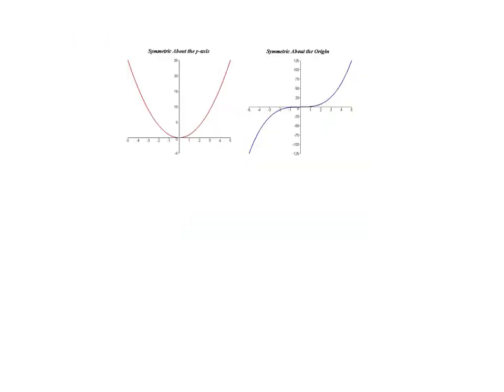So this can also be seen by looking at the two graphs that I've shown here. The one on the left, the red graph, is symmetric about the y-axis, so therefore that is obviously even, while the blue graph, which is symmetric about the origin, is obviously odd.